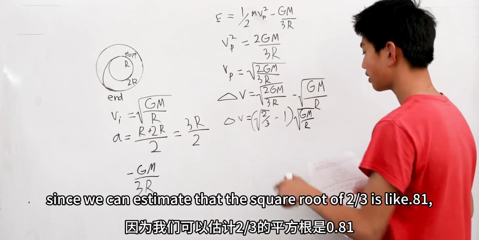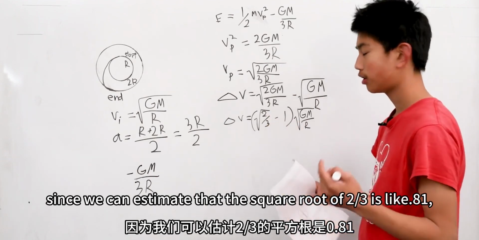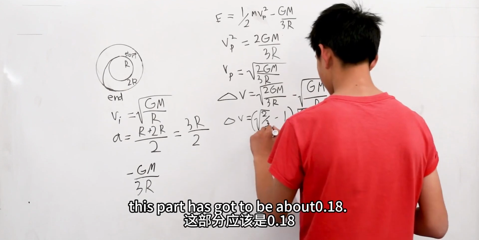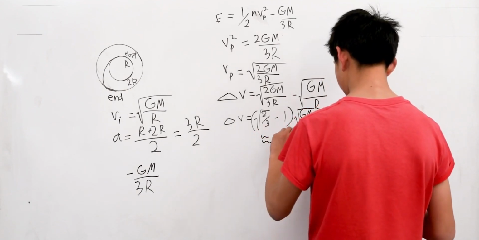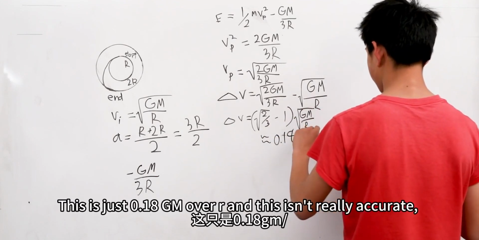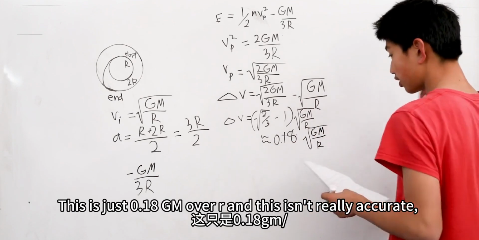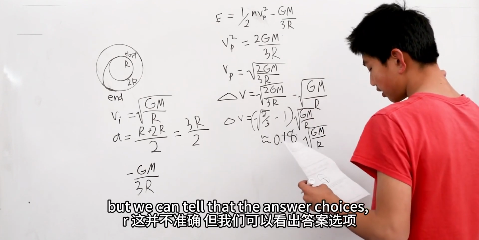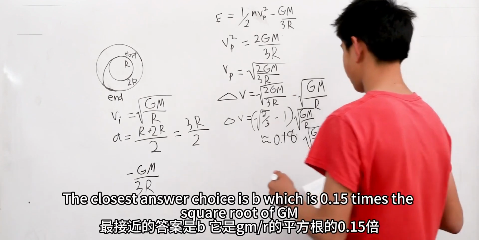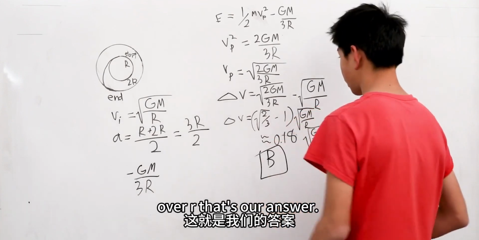Now we can estimate that the square root of 2/3 is about 0.81, so this part has got to be about 0.18 or so. So this is just 0.18 times the square root of GM over r. This isn't really accurate, but we can tell the answer has got to be close to the answer choices. The closest answer choice is B, which is 0.15 times the square root of GM over r. That's our answer.